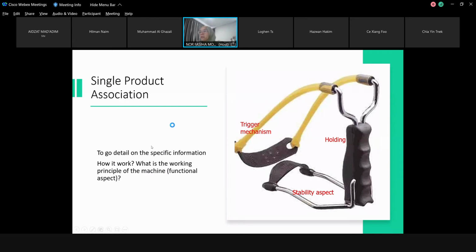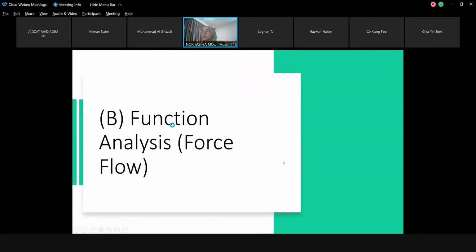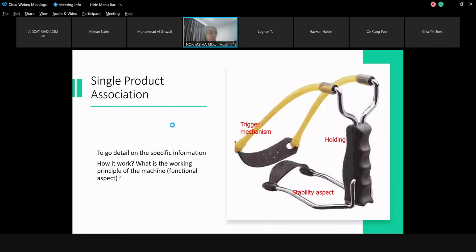For the single one, we find a product. We go into detail on specific information, like how it works, what the working principle of the machine is. For example, this one, elastic, I don't know what to call this in English. So you look at this product, you try to understand the working principle of each part.